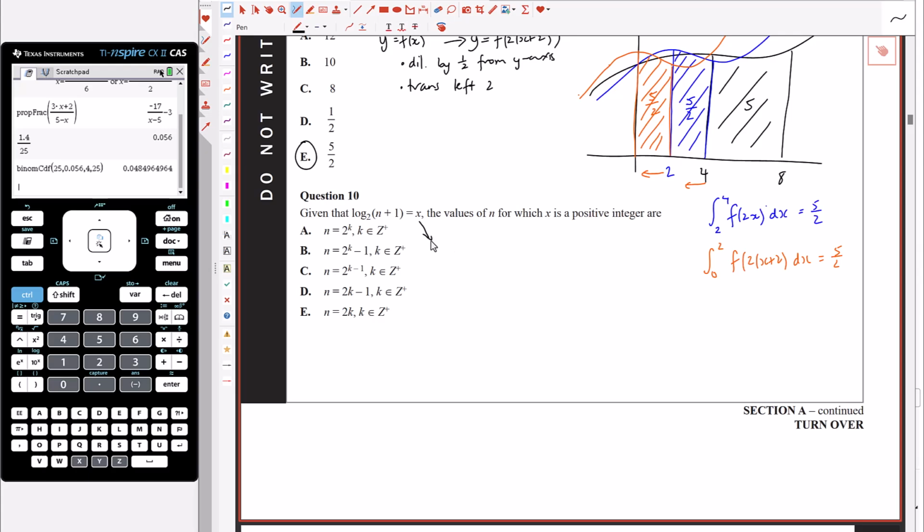So we rearrange that from a log to an exponential, it's going to give us 2 to the power of x equals n plus 1. And so we get n equals 2 to the power of x minus 1. Okay, so my instinct says that it's probably just B, because that's the only one that gives us the same thing. So the values of n for which x is a positive integer. Okay, so if this thing up here can only be a positive integer, so it can't be 0, okay.